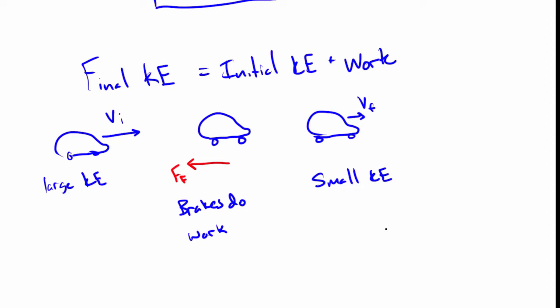In this case, brakes are doing work on the system, but what are they doing? They're taking away energy. Initially, we had a lot of kinetic energy. Later on, we had a little kinetic energy. In order to go from a lot to a little, something had to take the energy away. So the brakes took the energy away. So in this case, what we would say is that the work done by the brakes has got to be negative because they're taking energy away from the system.